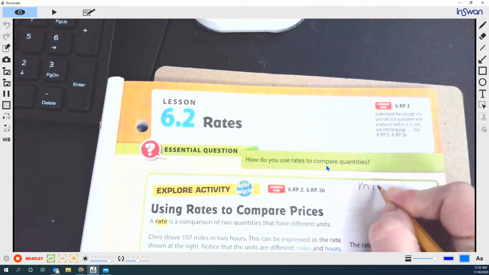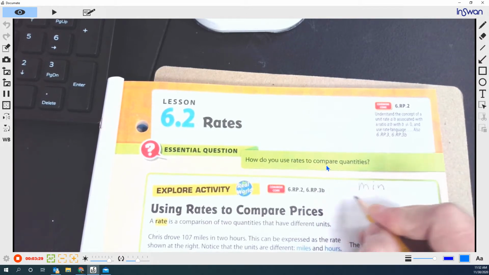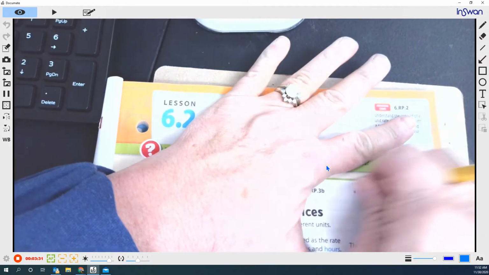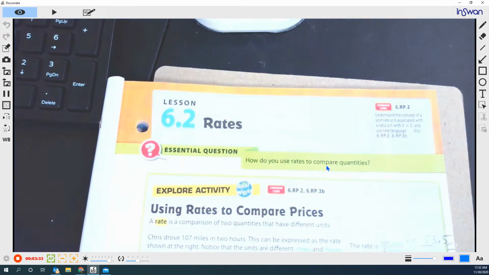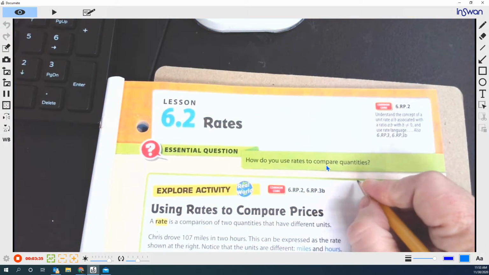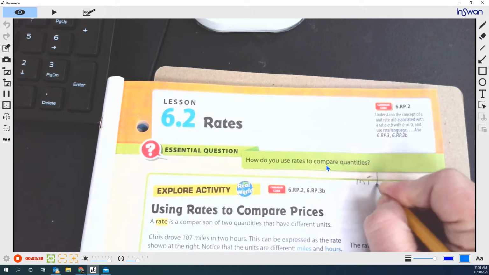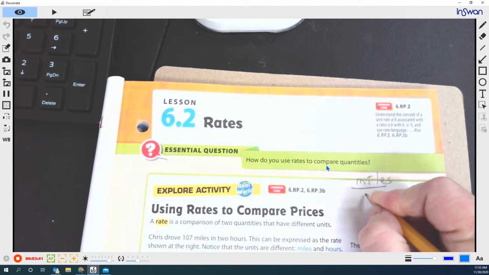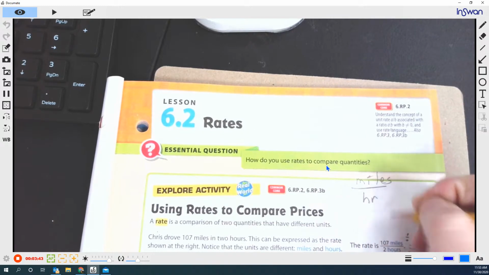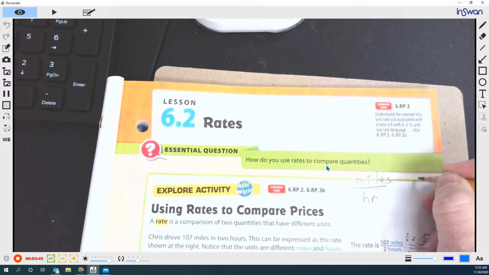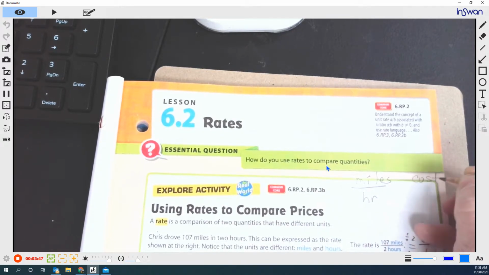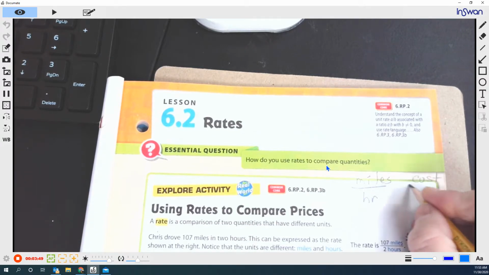Now, that sounds crazy, but basically what it boils down to is we're comparing two quantities with different units, like minutes per mile. No, that wouldn't be good. Let's do that the other way. Miles per, how many miles can you go in a certain minute? So miles per minute, or miles per hour. Let's use that one. Miles per hour, or the cost per amount.